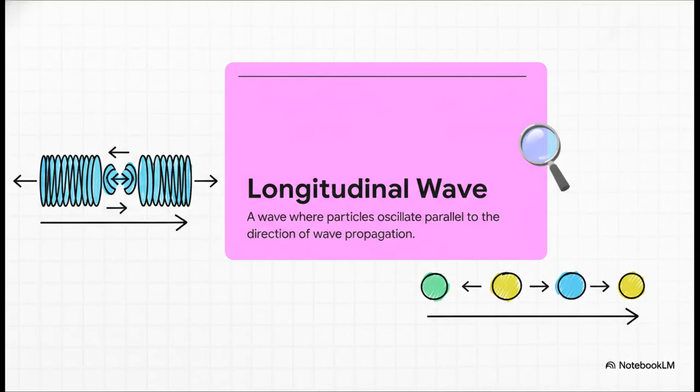And this kind of wave has a special name. You're definitely going to want to know this for the test. It's called a longitudinal wave. All that means is that the particles are wiggling back and forth in the same direction that the wave is traveling. Parallel to it, just like that slinky.